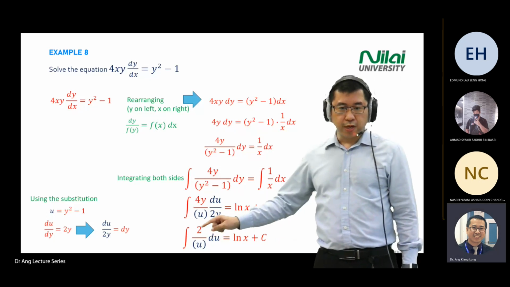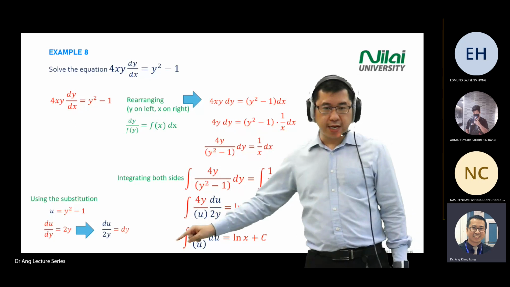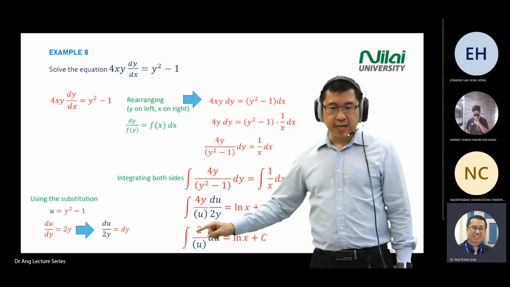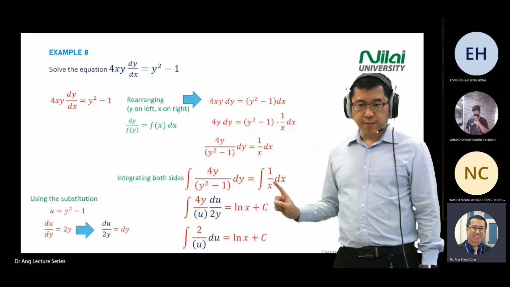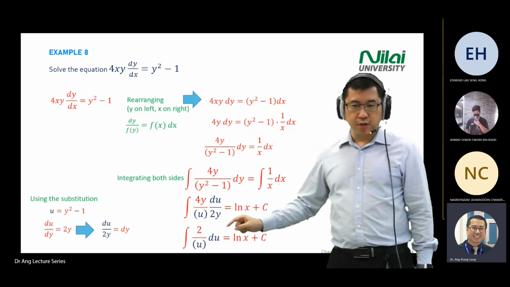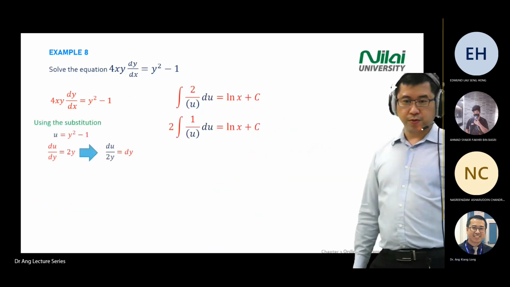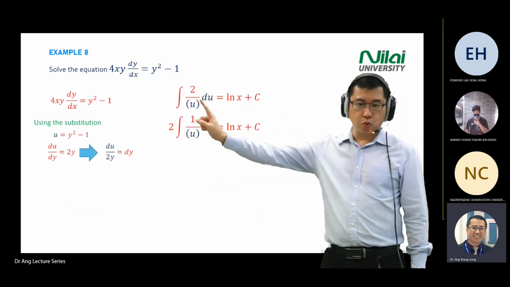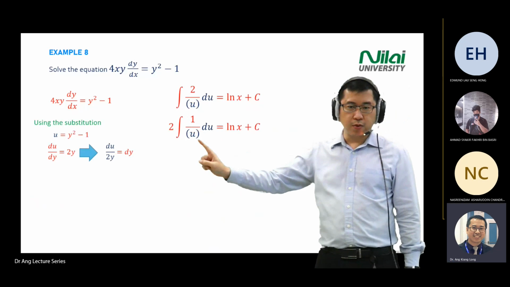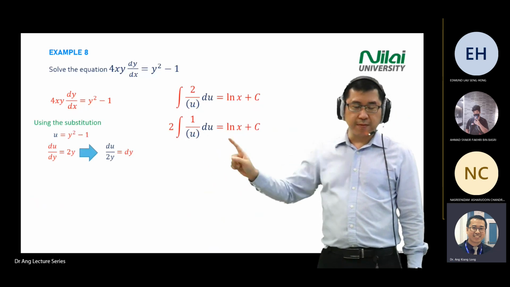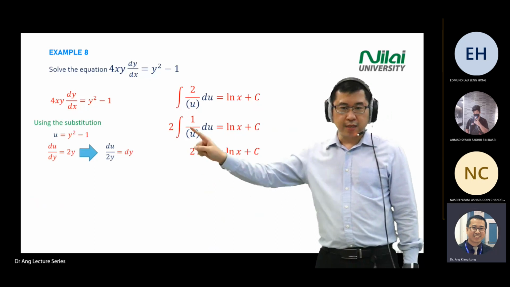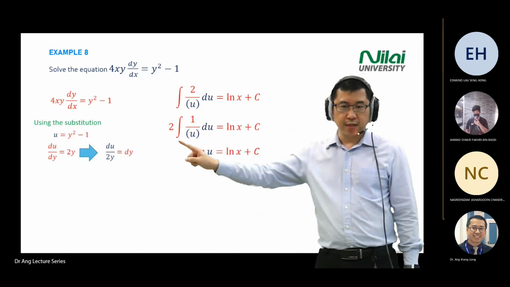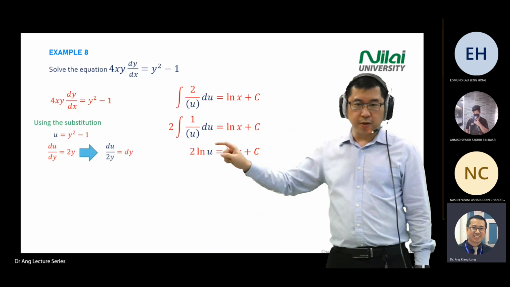So you have a constant value, pull 2 outside. When you pull 2 outside, you will be getting 1 over u du. Same concept as this one, but now it's u. So you get ln u. Okay, I pull my 2 outside, I get 1 over u du. You practice the same concept. This one becomes ln u. Okay, this whole component becomes ln u.